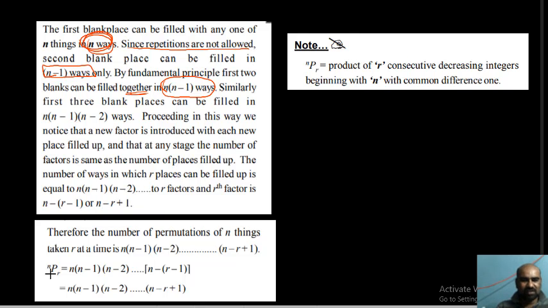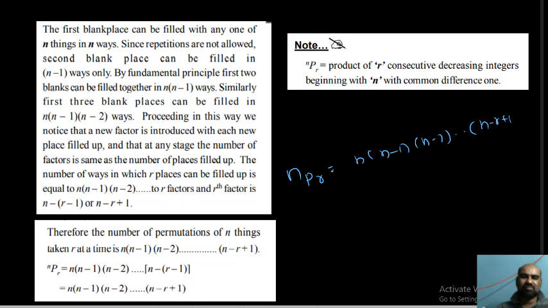That I wrote here now. Therefore, the number of permutations of n things taken r at a time, NPR, is equal to n into n minus 1 into n minus 2, and so on, n minus r plus 1. Okay. So in this way we need to remember it now. Again I want to write here, students, listen, important: how to remember NPR equal to n into n minus 1 into n minus 2, and so on, n minus r plus 1.